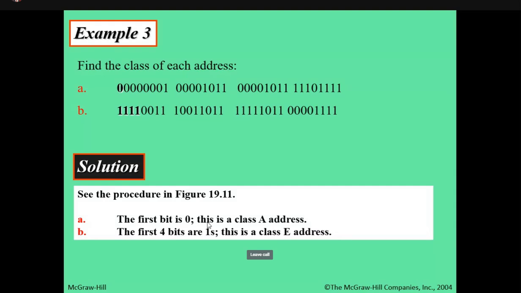Here is an example of finding the class of each address. For A, the starting bit is 0, so that is class A. For B, the first 4 bits are 1, so it is always class E.